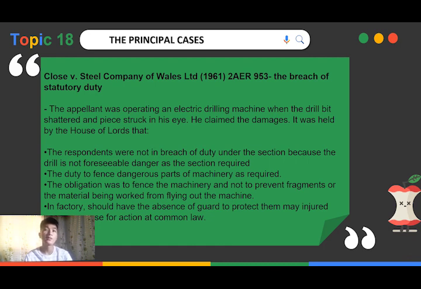Lastly, the absence of a guard to protect them may give an injured person a cause of action at common law. So as we said earlier, we should fence all the machineries that we will use in the work, and also we should be prepared and aware that we have these safety equipments and safety gear that would protect us from danger or harm in some cases.